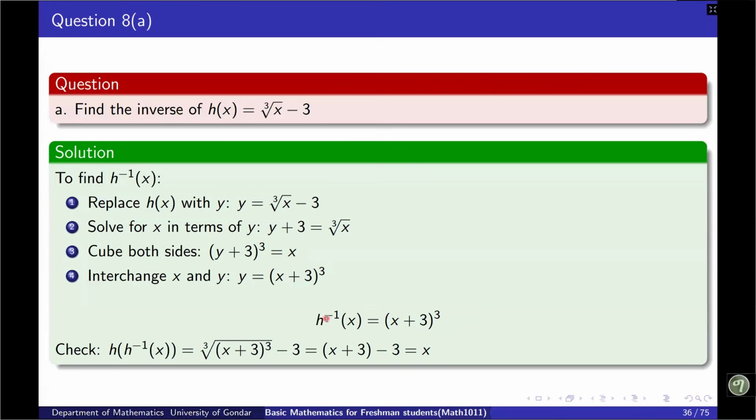In order to check, we know that the composition of h and h inverse of x must be x. So h of h inverse of x is equal to the cube root of x plus 3 to the power of 3 minus 3, which is equal to x plus 3 minus 3, which is what? x. So exactly, h inverse of x equal to x plus 3 to the power of 3 is the inverse of h of x equal to the cube root of x minus 3.